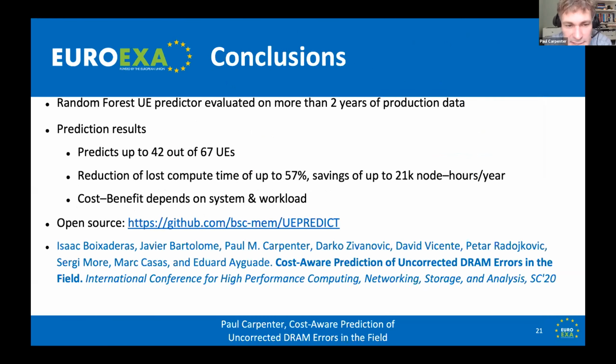So I'm basically done. This is just conclusions. We used this random forest predictor on 2 years of production data for MareNostrum. We get good savings in terms of the lost compute time, more than half of it actually, 57%. The figure on the previous slide, 40K, was for the whole run, because it's 20K, 21K node hours per year. It depends, of course, on the system workload, which is why you have to do the cost benefit analysis. The code is open source, and the publication is there.